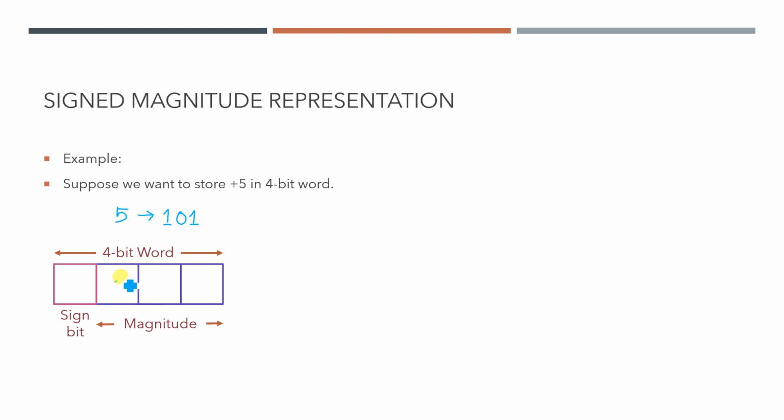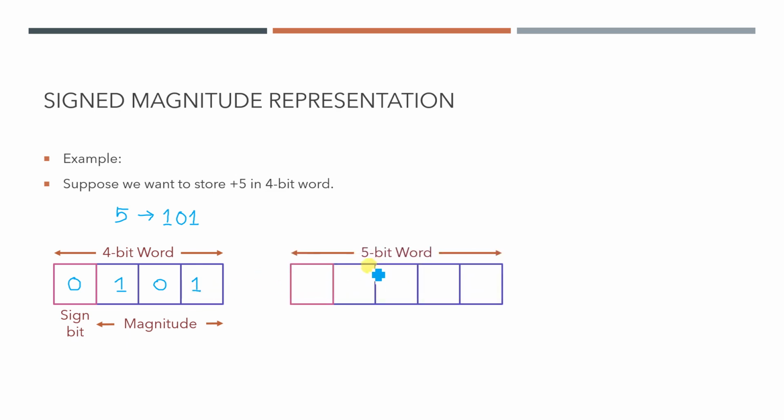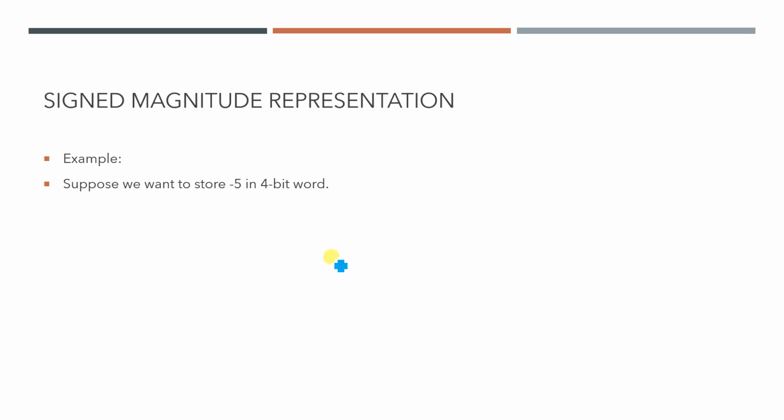So what will I do? I will put 101 over here, and as it is a positive number, I will put the sign bit as 0. Similarly, suppose a 5-bit word is given where this is the sign bit and this is the magnitude, and you want to store plus 5. We know that the binary equivalent of 5 is 101, so I will put 101 over here, and for the sign bit I will put 0. What will this blank box contain? It will obviously contain 0. This is how you represent a positive number.